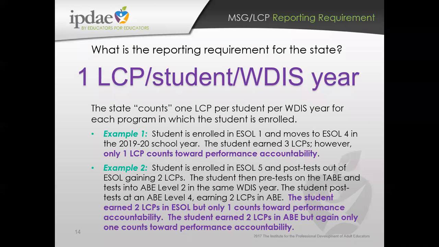In example 2, the student is enrolled in 2 programs within the same WITIS year, ESOL and ABE. In the ESOL program, he moves out of ESOL, earns 2 LCPs, and exits the program. He then moves into the ABE program and post-tests within the same WITIS year, further earning an additional 2 LCPs in ABE.